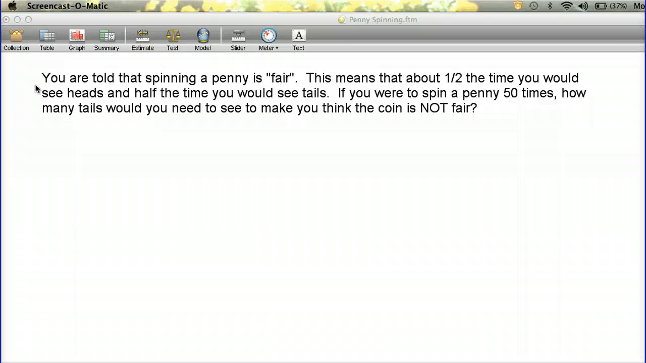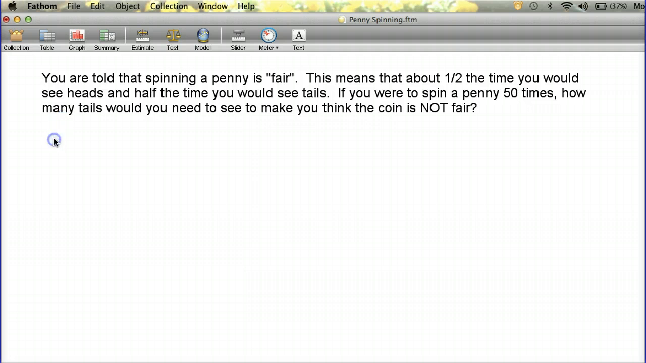So if you were to spin a penny 50 times, how many tails would you need to see to make you think the coin is not fair? Obviously 40 tails, I would think you'd be very suspicious. But what about 30 tails or 32 tails? Would that be enough to make you suspicious of the fairness of the penny?